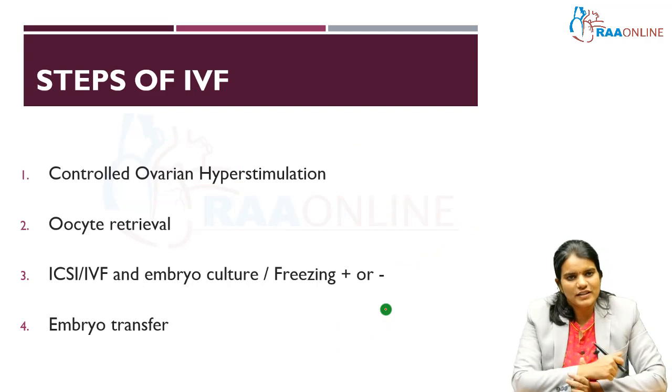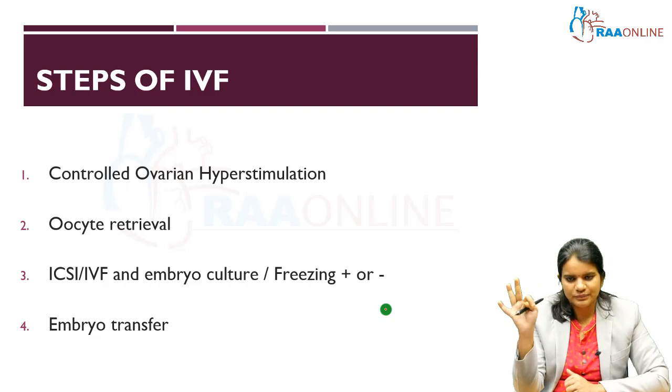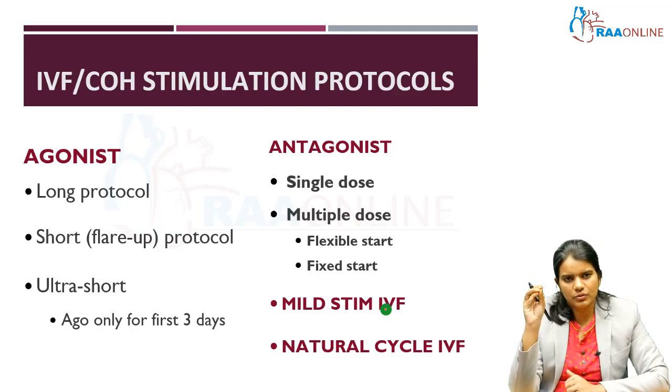Now, again there was a question on what is the process of IVF, or the steps of IVF. There are 4 processes broadly. One is controlled ovarian hyperstimulation, second is oocyte retrieval, third is embryo culture, with or without freezing, fourth is embryo transfer. In IVF stimulation protocols, there are 2 types: one is the agonist protocol, one is the antagonist protocol, then the mild stimulation and natural cycle IVF. The agonist stimulation is the long protocol, short protocol, ultra short protocol. The antagonist protocol is the single dose protocol, multiple dose protocol, and then mild stimulation IVF and the natural cycle IVF. These are the 4 things.